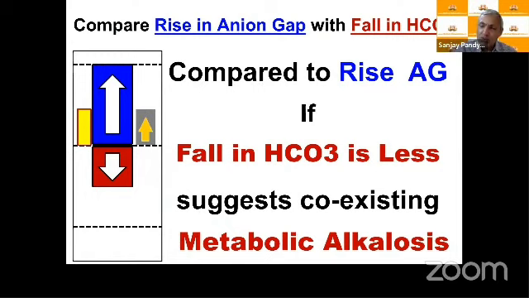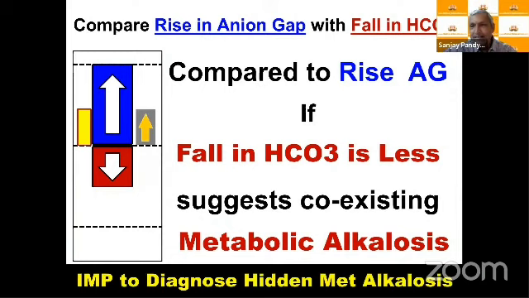So when there is metabolic alkalosis, the added bicarbonate does not allow bicarbonate to fall in the same magnitude as the rising anion gap. So if rising anion gap and fall in bicarbonate are the same, that means it is a simple disorder. But if the bicarbonate fall is less, that means there is additional bicarbonate added. And metabolic alkalosis is a disorder which adds bicarbonate, and therefore in MOSSAD skill, if as compared to rising anion gap, the fall in bicarbonate is smaller, that is suggestive of coexisting metabolic alkalosis. Okay, so this MOSSAD skill helps us to diagnose hidden metabolic alkalosis.